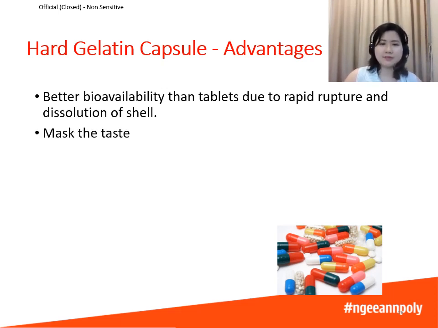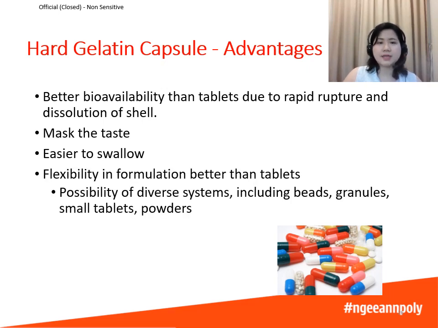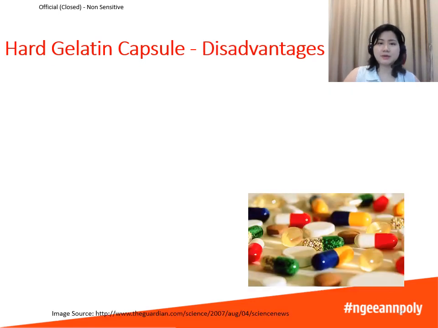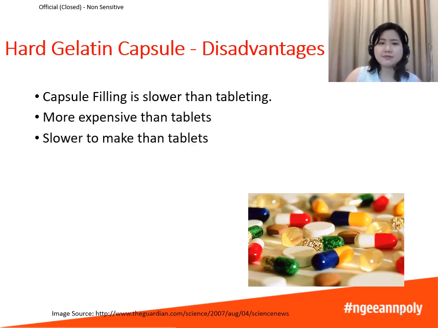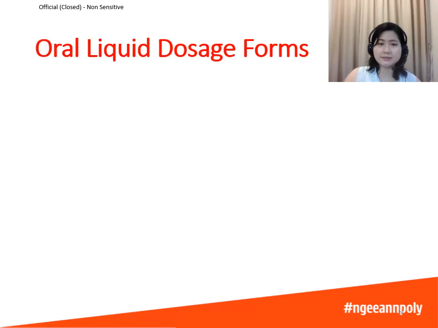Since the drug is covered by the capsule shell, it can also mask the taste of the drug. Capsules are also easier to swallow compared to tablets, and it also allows more flexibility in the formulation. For example, capsules could be filled with different systems such as beads, granules, small tablets, or powders. However, capsule filling is slower than tableting. Because of this, capsules are more expensive and slower to make than tablets.